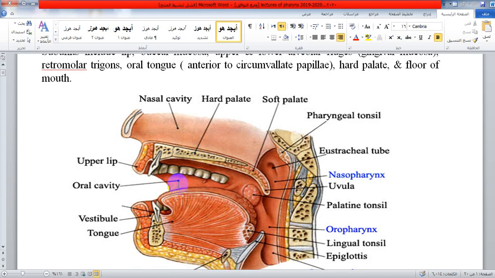This picture is very important not only for the oral cavity but also the pharynx and its subdivisions. This is in the next lecture and lectures. This is the oropharynx and its contents. See, this is the oropharynx. Above the oropharynx is the nasopharynx, and below is the hypopharynx.